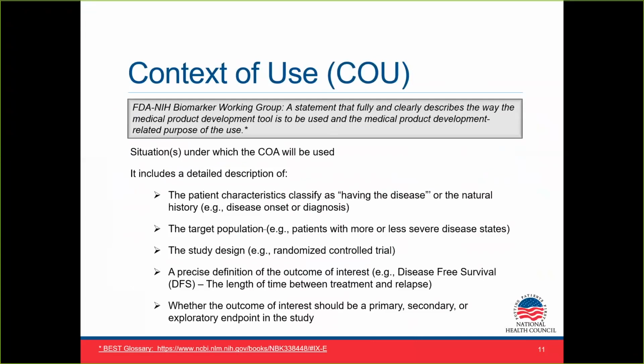So that would be patients with more or less severe states. The study design, whether it'll be used in a randomized controlled trial, a precise definition of the outcome of interest. So for example, disease-free survival is often used, and the length of time between treatment and relapse. And then whether the outcome of interest should be a primary, secondary, or exploratory endpoint in the study.